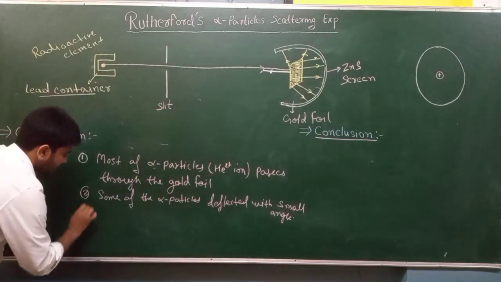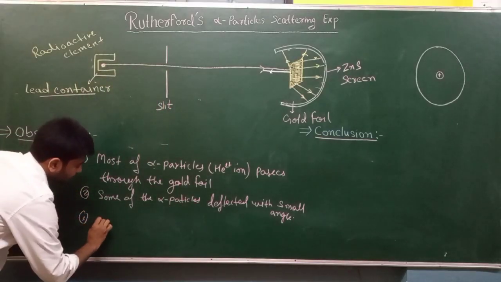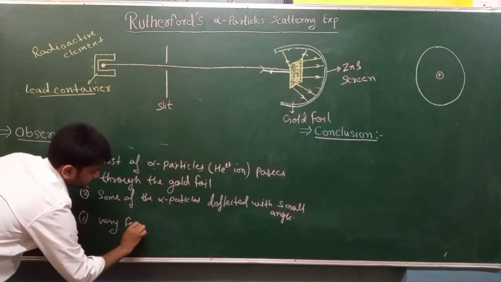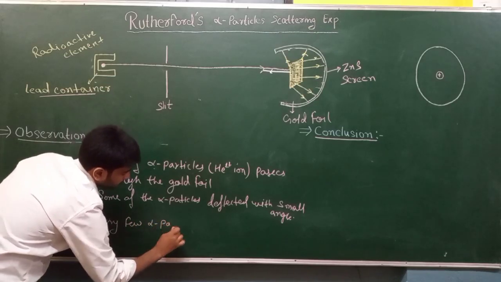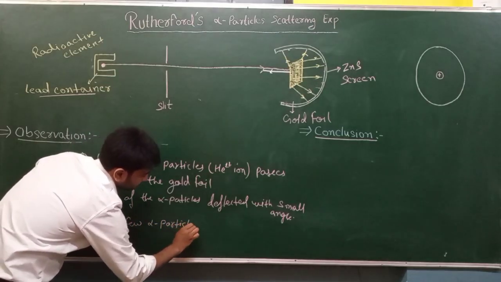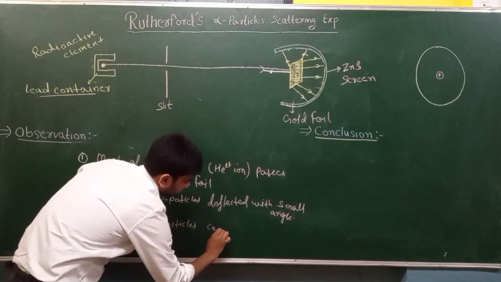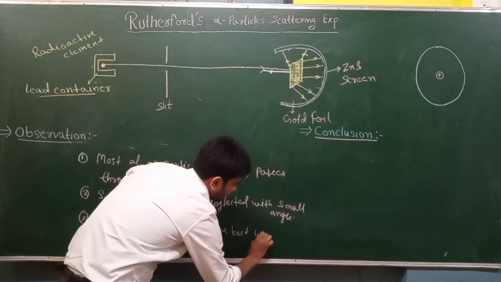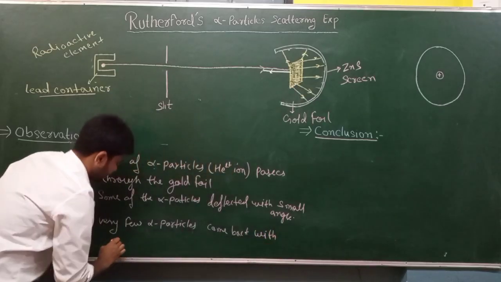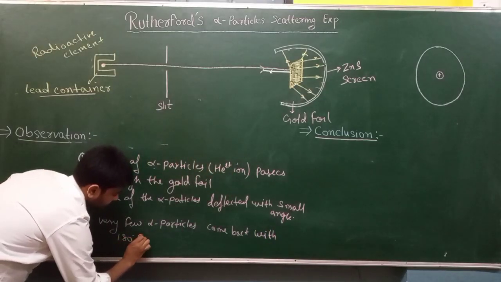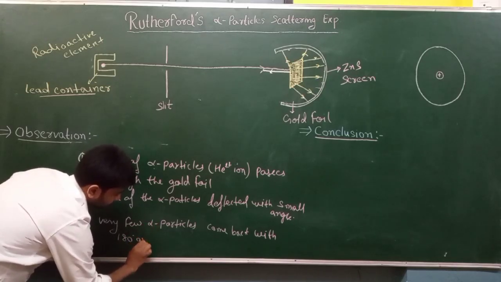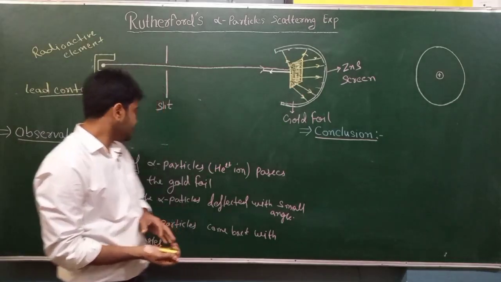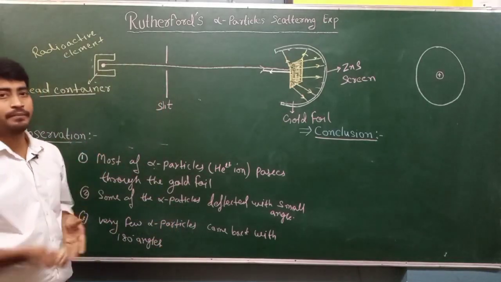Okay, and lastly, very few alpha particles come back with a 180 degree angle. Okay, after these observations we have some conclusions.